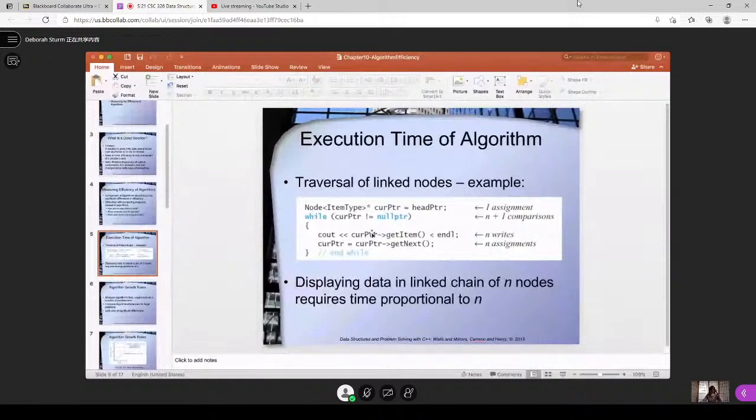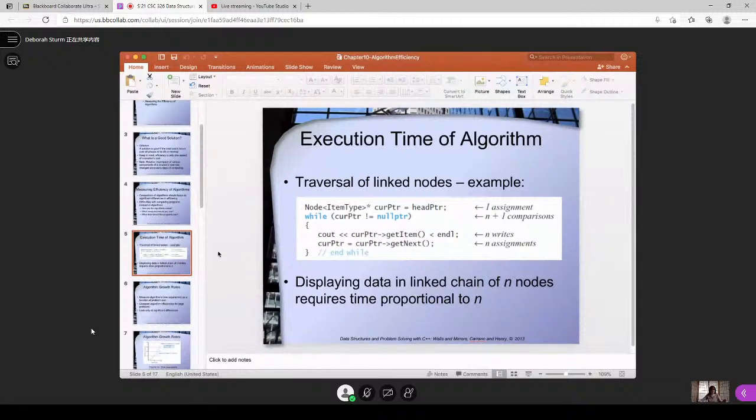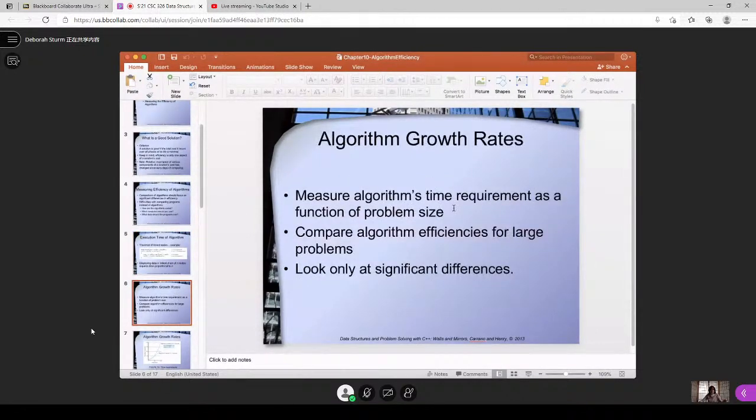So in order to traverse through this list, in this case, printing out the contents of every node, it touches every single node. If there are n nodes, it's going to take time proportional to n. So if there are 5 nodes, it'll go through this loop 5 times. If there are 500, it'll go through it 500 times. Are there any questions on this so far, what we're counting? Very often, it's how many times do we go through a loop?